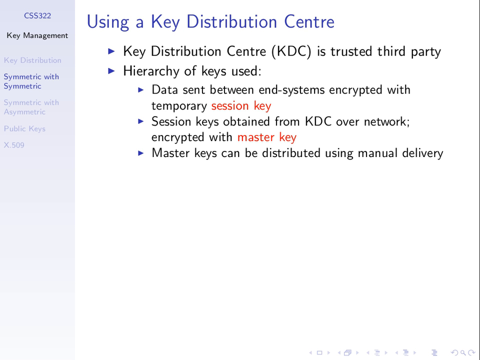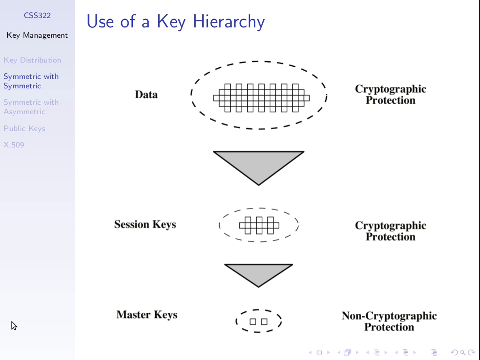The idea of using different keys has one benefit: a commonly used security principle is to change your keys often. That is, give the attacker less chance of discovering your key by using a new key. So a common approach is that you have one master key, you do not use it for many communications. You use your session key to encrypt your data, but you continually change your session key every so often. We'll talk about later how often. Encrypt our data with session keys, encrypt our session keys with master keys. Master keys are obtained using some manual delivery, using some non-cryptographic protection. That is, if you want to get a master key, maybe you have to come to my office and get it. Whereas session keys are obtained by encrypting them with master keys. Data is obtained by encrypting them with session keys.